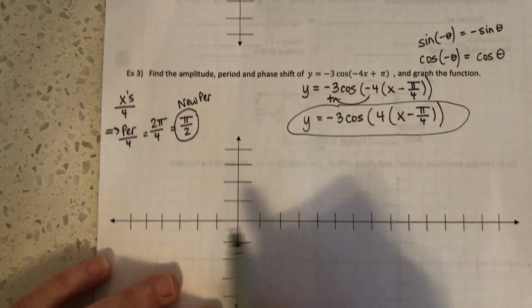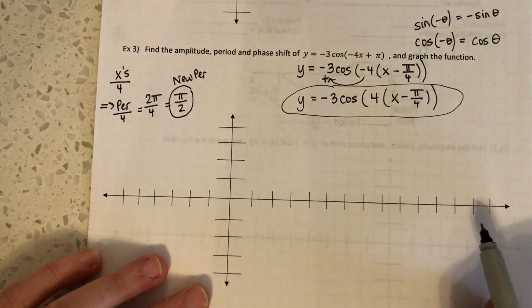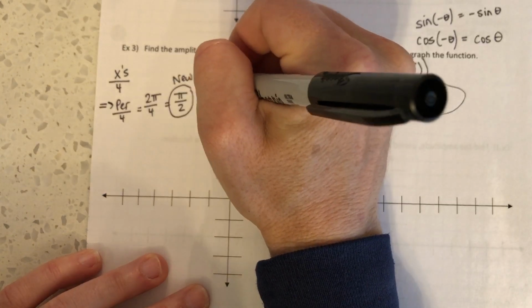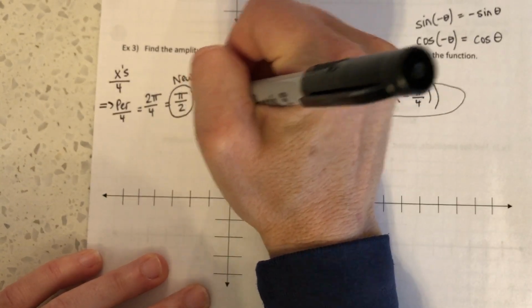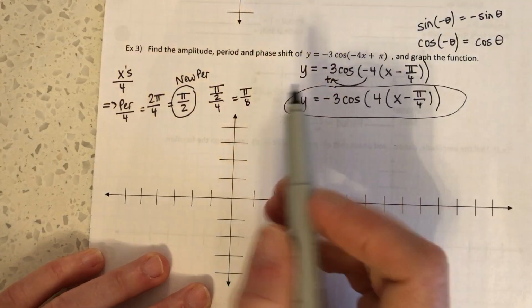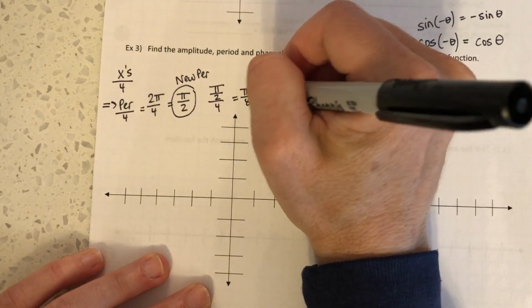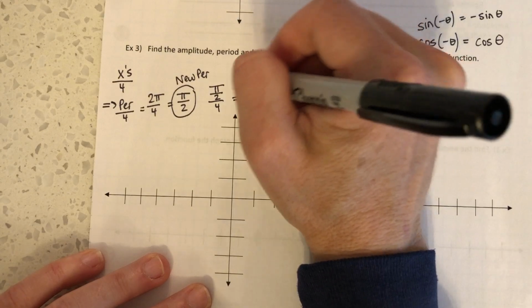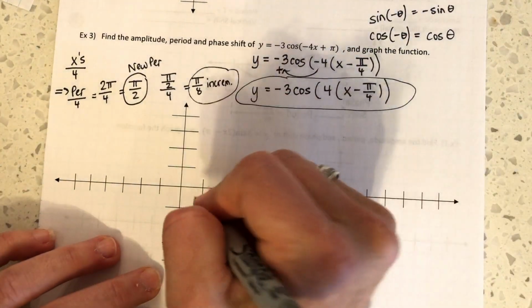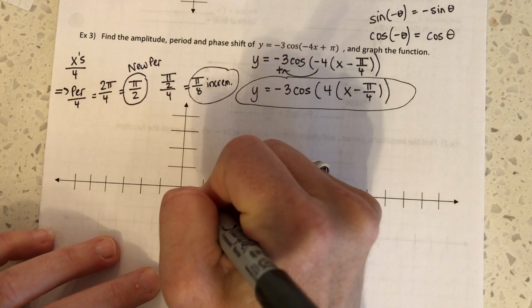Okay, now if you want to get your x-axis ready again, you're going to be counting by, well, take your period, pi over 2, divide it into 4 subintervals, and you get pi over 8. You're going to be counting by an increment of pi over 8 again. So we're going to look just like this one. So we're going to count by pi's over 8. So if you want to get your x-axis ready, you can.